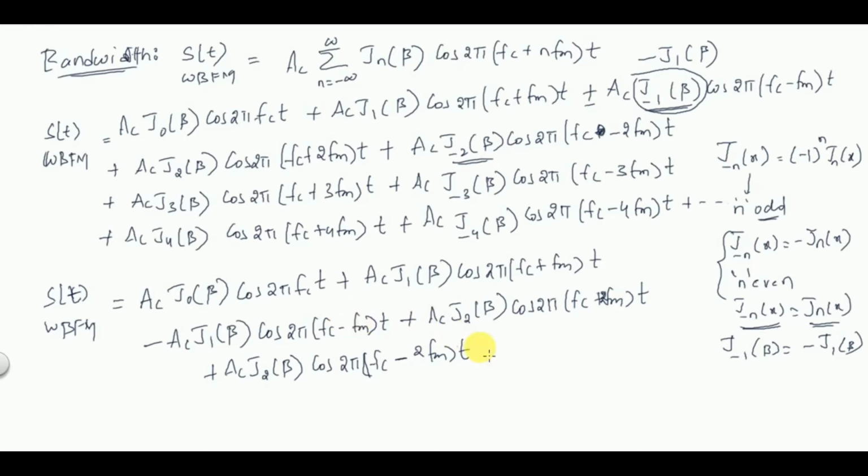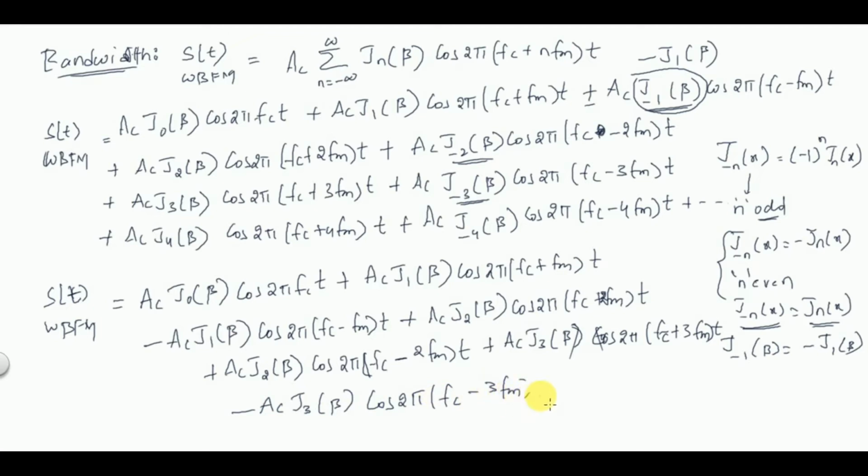And the third term is also the same, A_c into J3 of beta into cos 2 pi (fc plus 3fm) t. J minus 3 of beta becomes minus J3 of beta, so it will become minus A_c into J3 of beta into cos 2 pi (fc minus 3fm) t, plus so on. This is the standard time domain equation obtained by using the second property. Note down this equation.